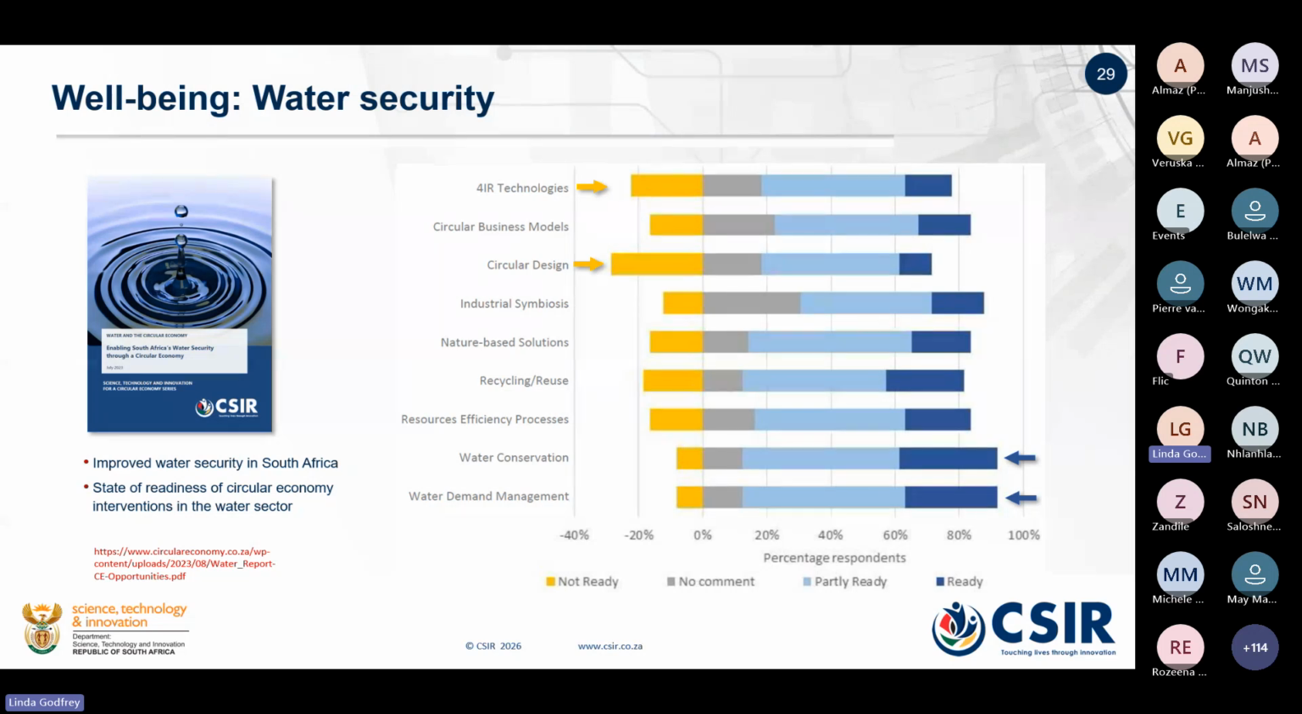And again, somewhere we have a very good footprint and a level of readiness, and possibly because of the recent droughts that we saw in the Western Cape and the Eastern Cape, things like water conservation, water demand management have become part of the DNA of those regions. But there are other areas like circular design or the use of 4IR technologies in the water space where there's a lower level of readiness to adopt.